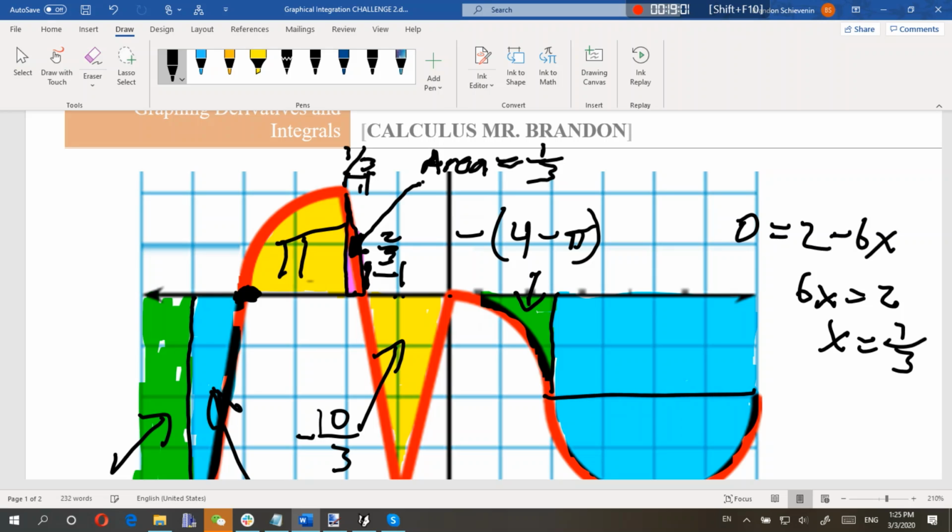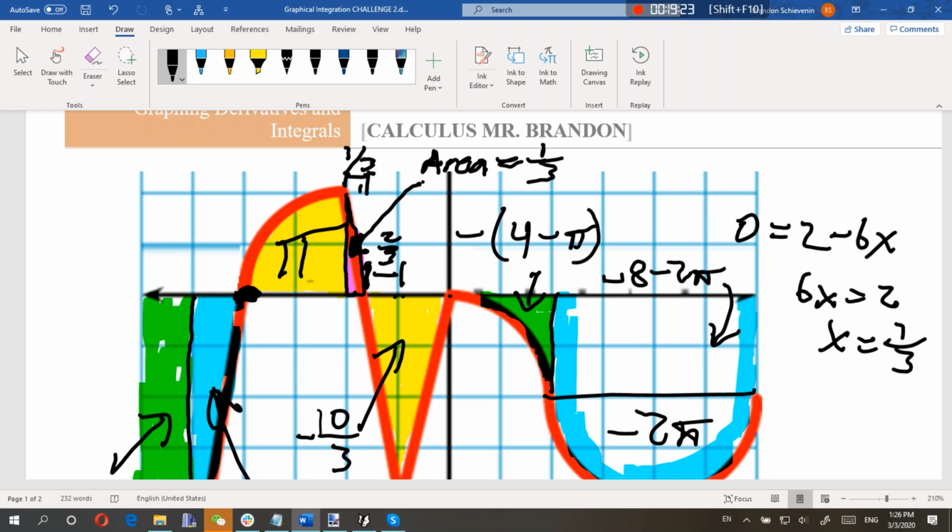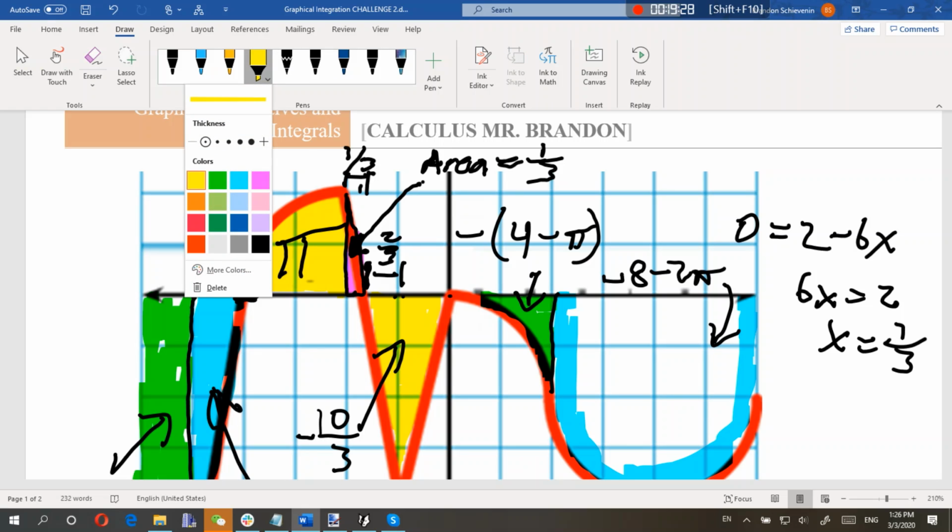Okay, then this blue space I'm going to split into 2. So I've got negative 8 units on top. And then this is the same circle, so same radius, but we've got 2 of them now. So this is 2 pi, and it's negative because it's below the 0. So this is negative 8 minus 2 pi for this total area. Okay, any questions on our areas?